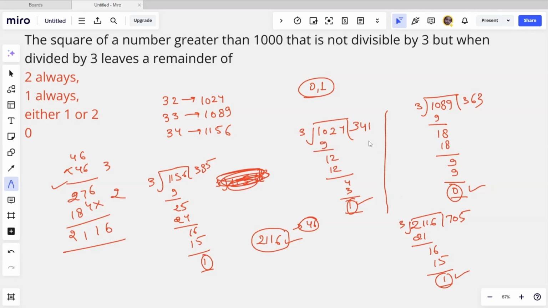So basically the question is saying, if the number is greater than 1000 and that particular number is also a perfect square, and while we divide that particular number by 3, the remainder is either 0 or 1 always. So we can say 1 is always the correct answer. Thank you.